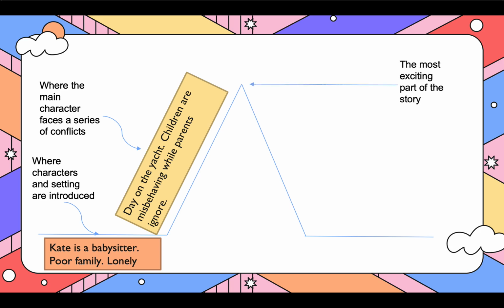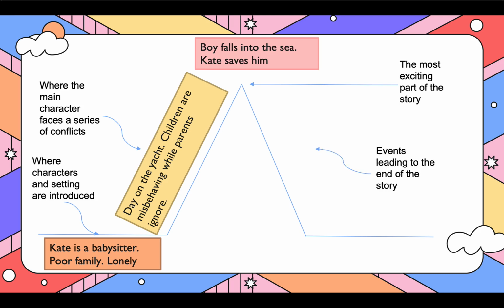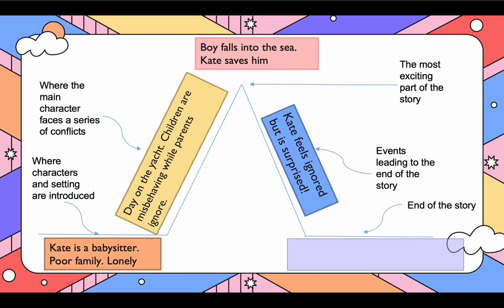Climax, the most exciting part of the story. That silly boy falls into the sea. He starts drowning and Kit saves him. What leads to the end of the story? Kit feels ignored, but the family decides to surprise her. And then in the end, she becomes well known and now everybody wants to be her friend.